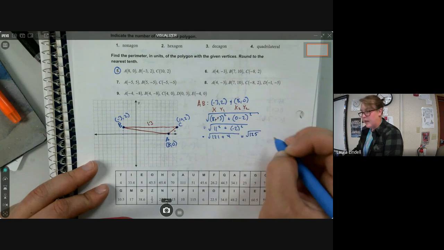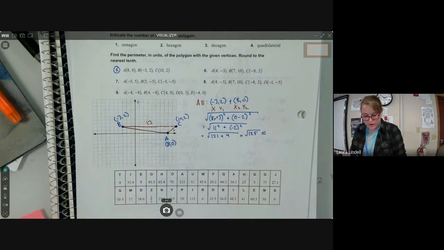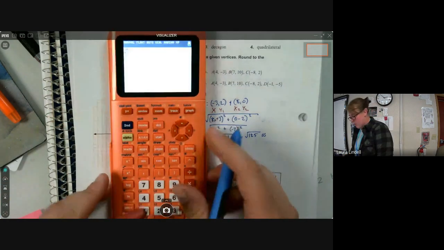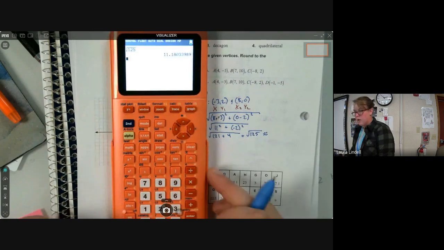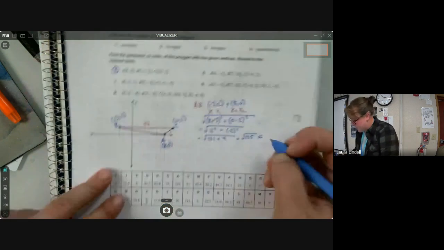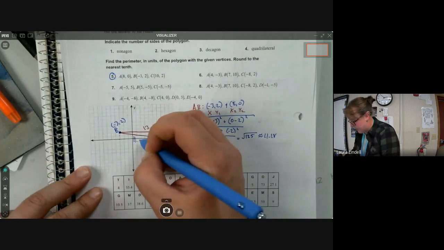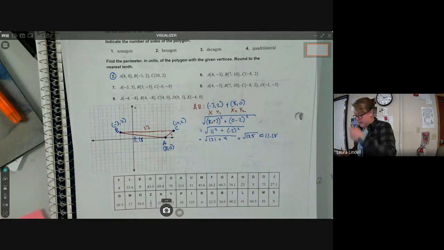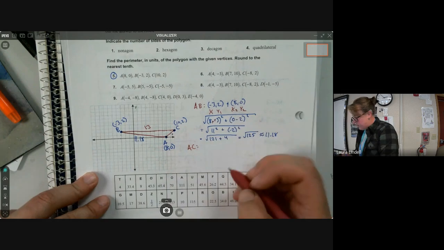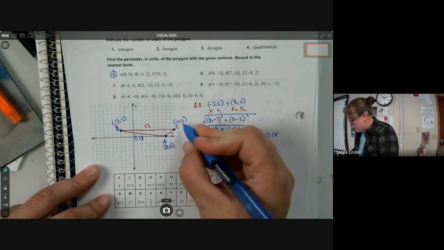125. And taking the square root of 125, we get approximately, in our calculator, 11.18. So 11.18. All right, so that's this side length, 11.18. All right, next side, AC. For this one, we're going to use the coordinates 8, 0 and 10, 2.